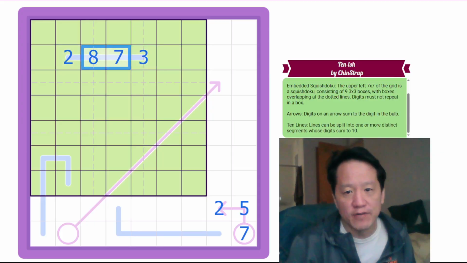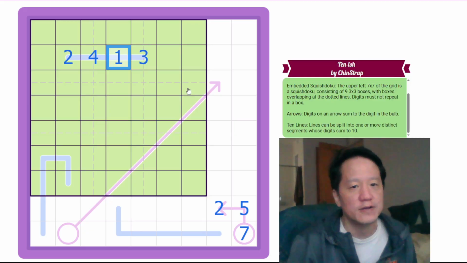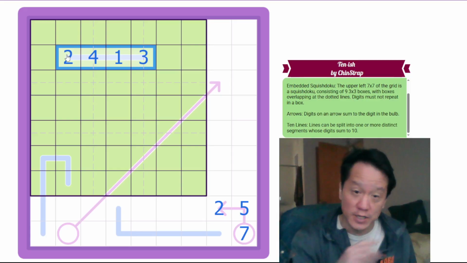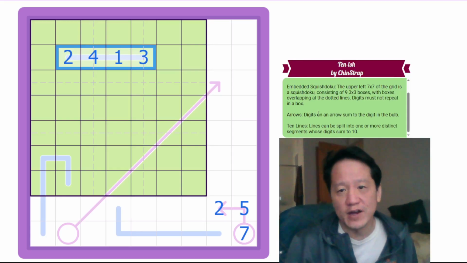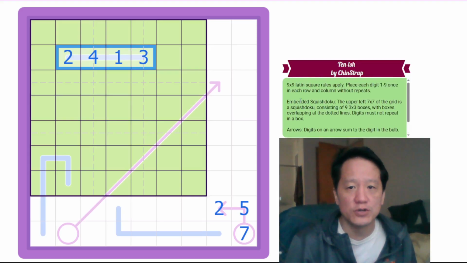So this could be a valid 10 line, but you could also have something like 2, 4, 1, and 3. This is just one segment, which all adds up to 10, and that works also. Those are examples of how 10 lines work, and those are all the rules.